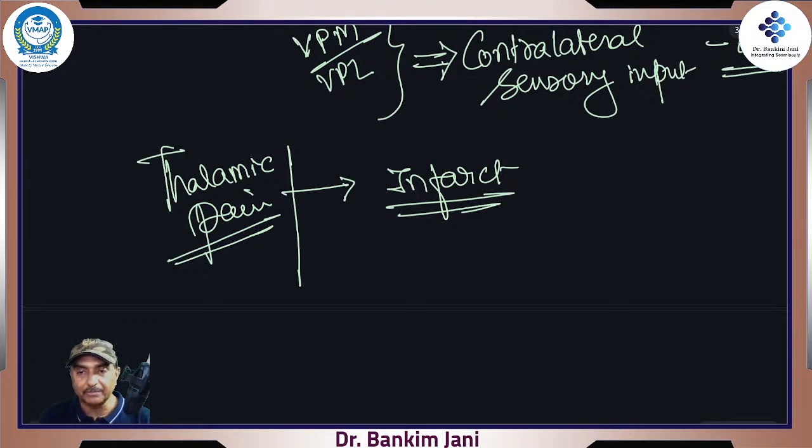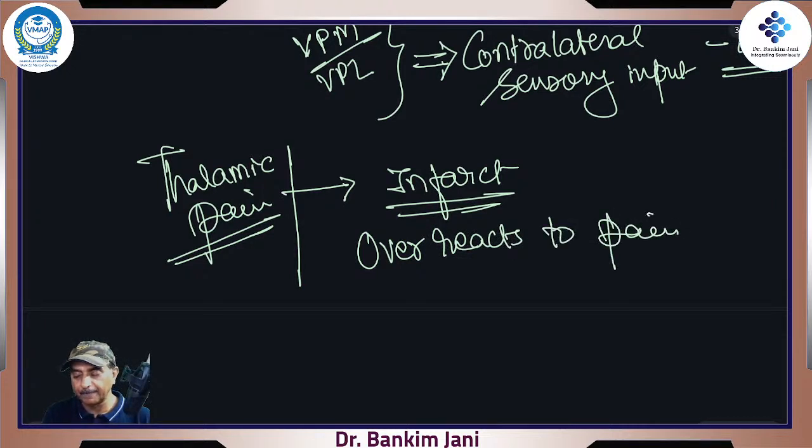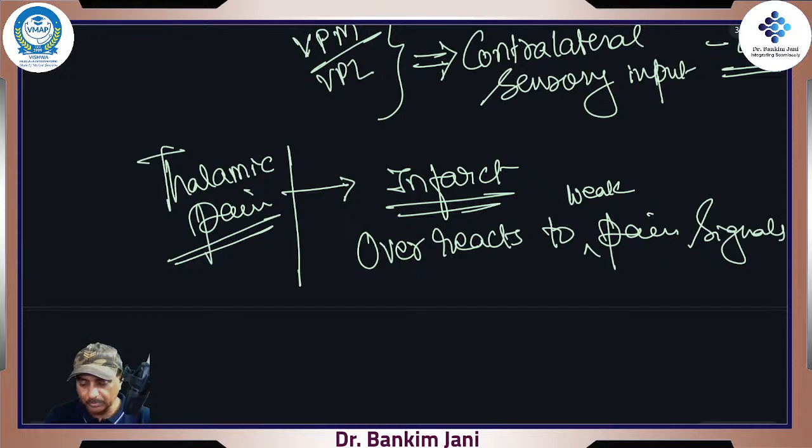When there is a thalamic infarct, the thalamus overreacts to pain signals. It would overreact to these pain signals. So even if it is like a feather, it would feel like a hammer. It overreacts to pain signals, even the weak pain signals, and the person would shout. So this is commonly because of thalamic infarct.